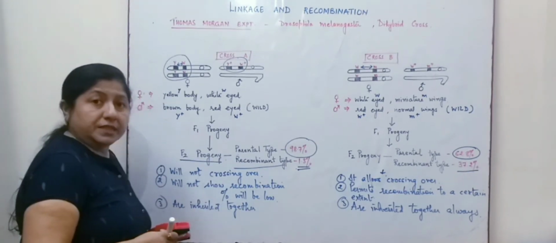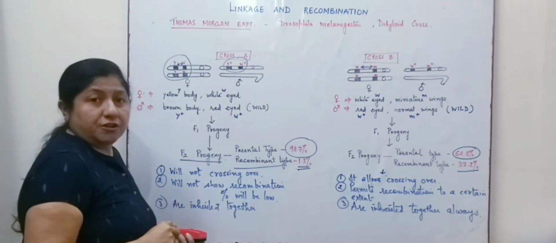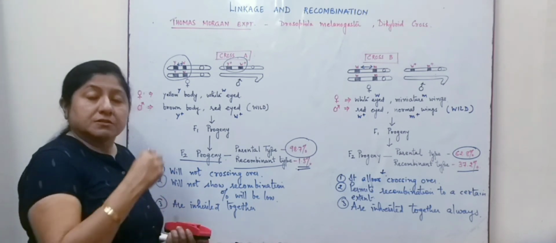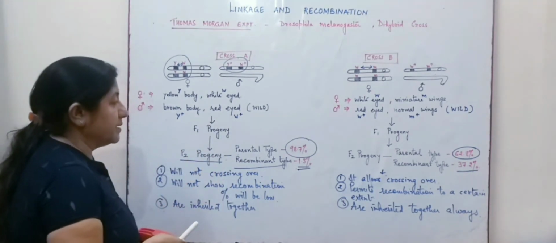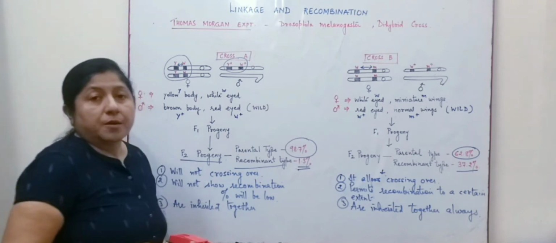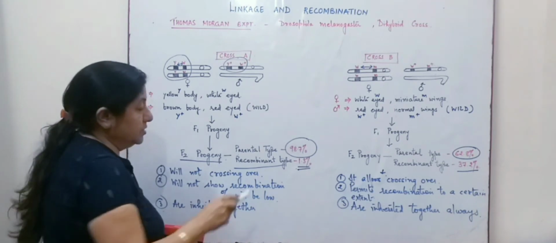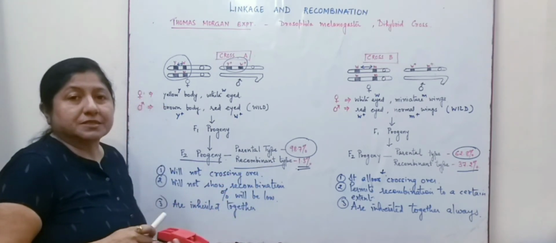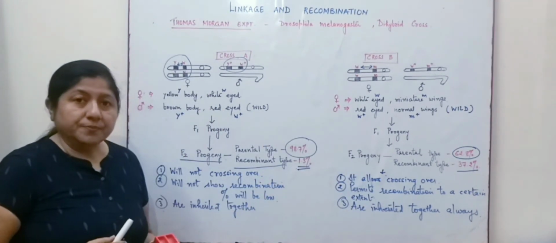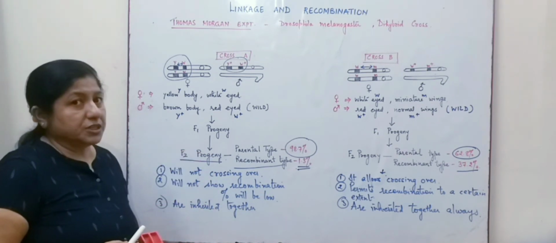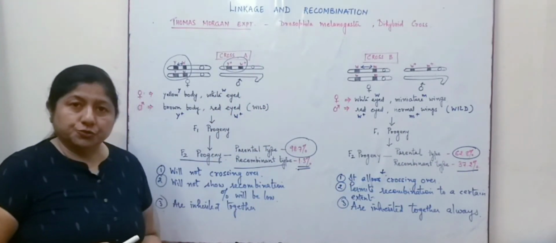So by performing the test cross, it was confirmed that the position of the genes matters a lot, whether they will be inherited consecutively in successive generations. In cross A, the parental type will be more because of more linkage and less recombination, and the recombinant type will be less. That means it will not allow variation. Whereas in cross B, there will be more variation of genes because of the exchange of genetic material, and the recombinant types are more, that is 37.2%.